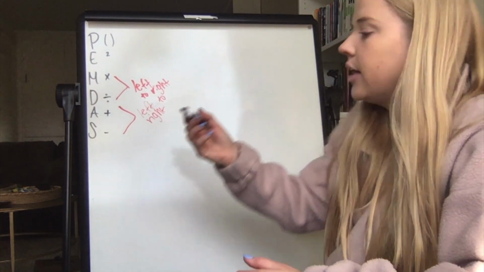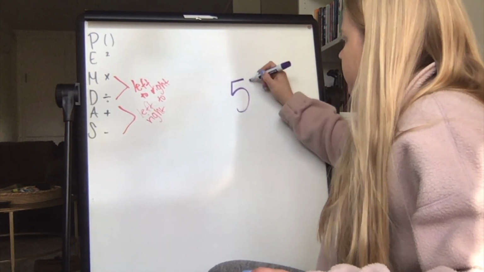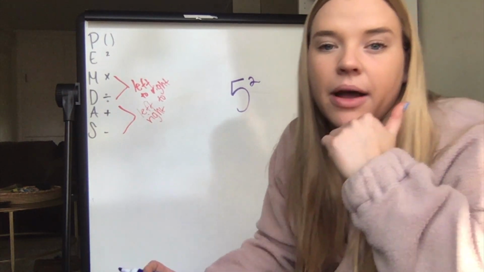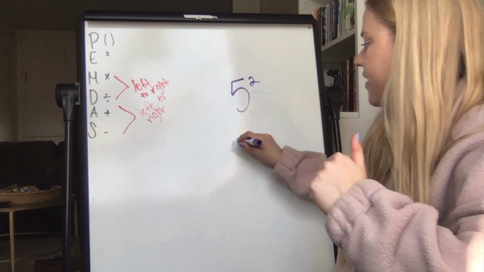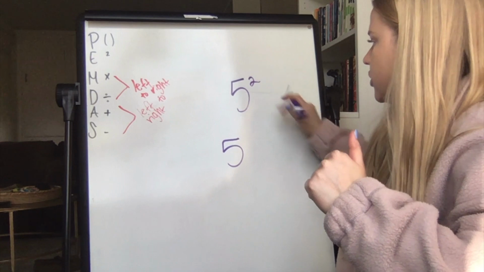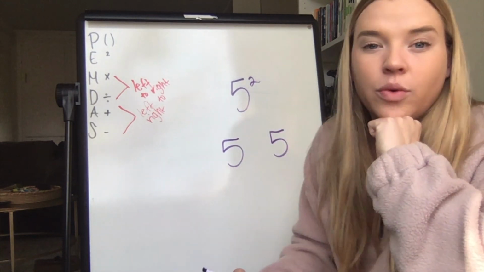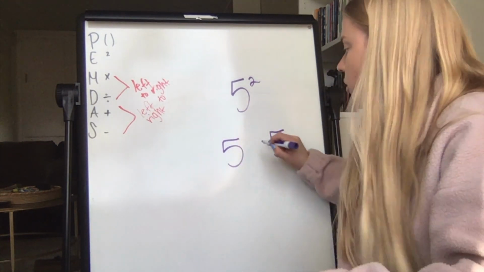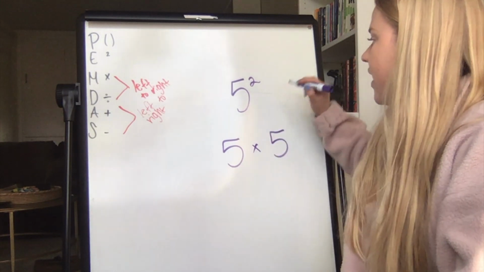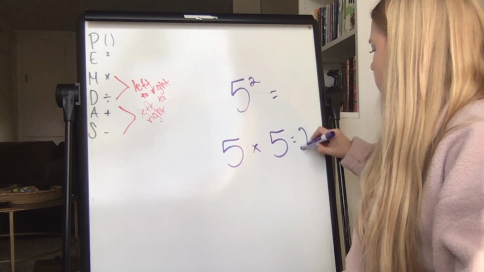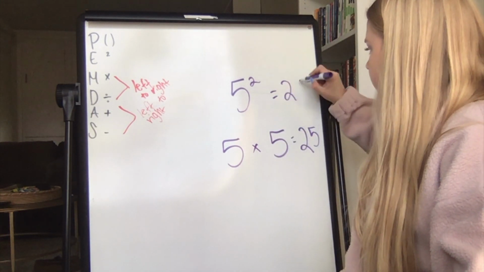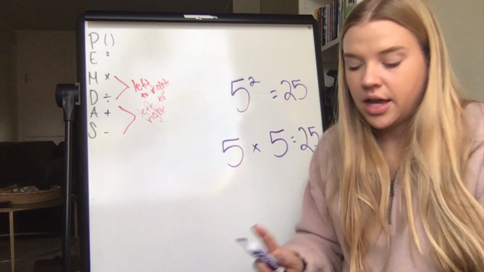I'm going to give us another example. Let's say 5 squared, or 5 to the 2nd power. Okay, so my base here is 5. How many times do I write it? 2. And always, exponents are repeated multiplication. So this just means 5 times 5, which is 25.